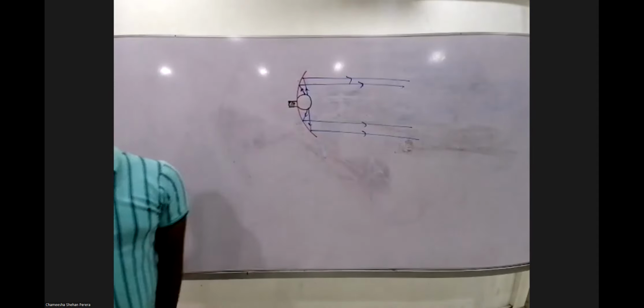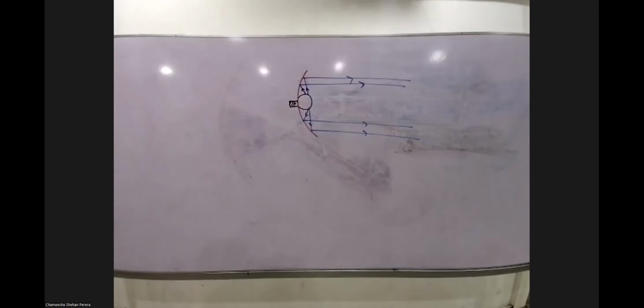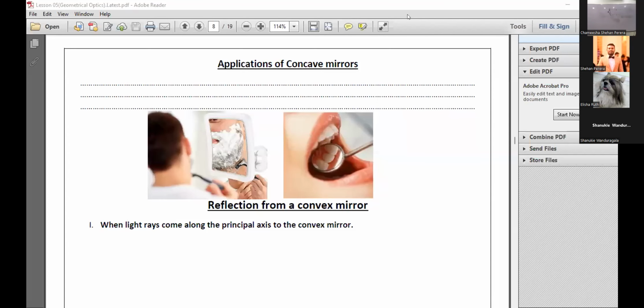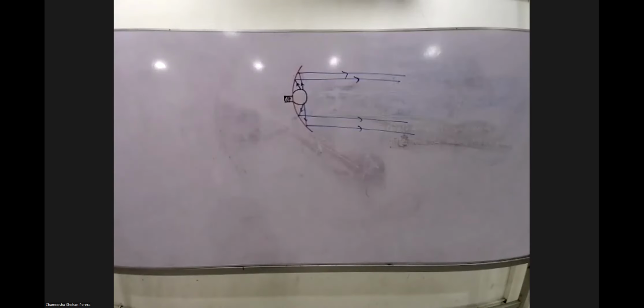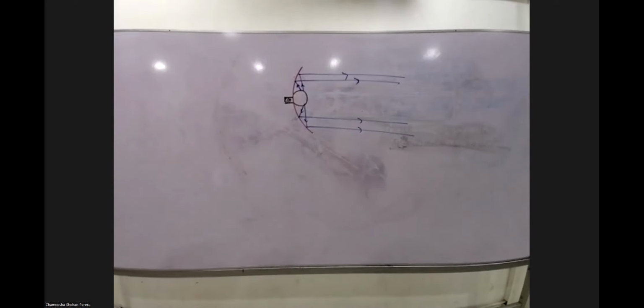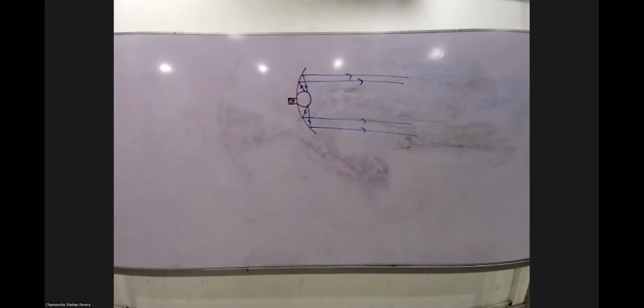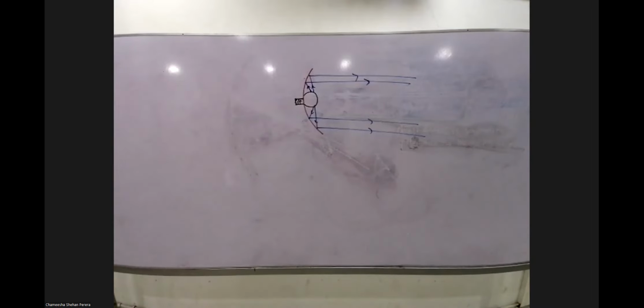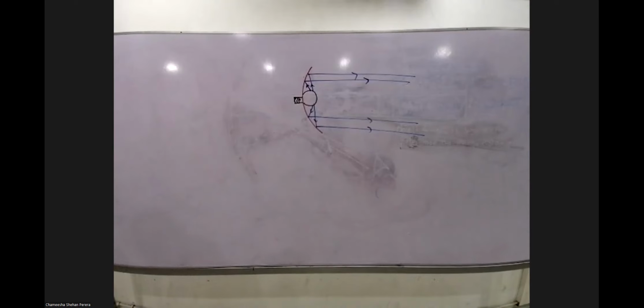So write a point. I want you to draw this diagram as well. Draw this diagram somewhere over here very quickly. Write like this: concave mirrors are used as reflectors in torches and vehicle headlamps. Right? You can quickly draw this diagram.